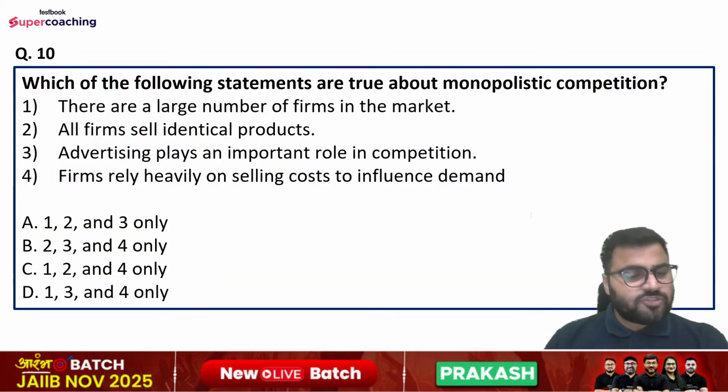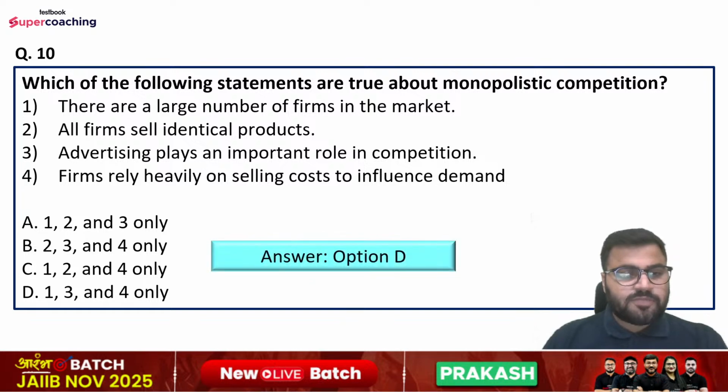Question number 10: which of the following statements are true about monopolistic competition? Statements are: there are a very large number of firms in the market. Statement number second is all firms sell identical products. Statement number third is advertising plays an important role in competition. Statement number fourth is firms rely heavily on selling cost to influence demand. Options are first, second, and third only; second, third, and fourth only; first, second, and fourth only; or first, third, and fourth only. So the right answer is option D, that is first, third, and fourth only.